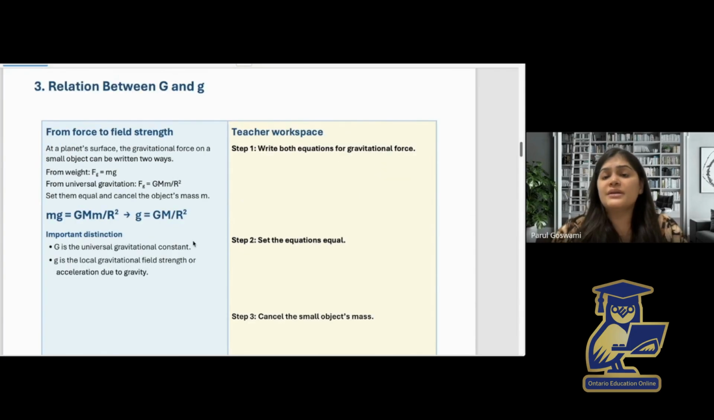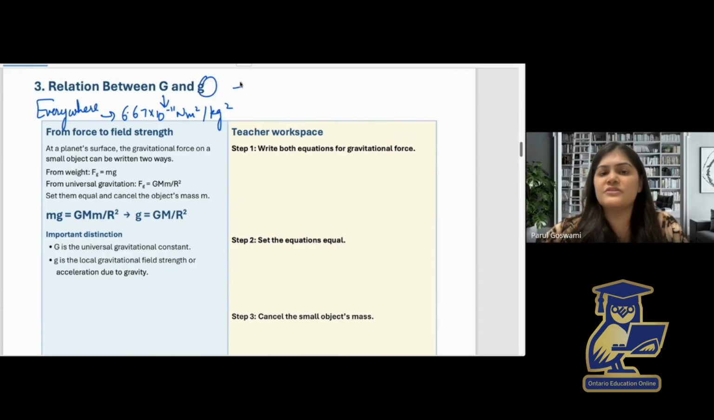Now we are going to connect capital G and lowercase g. This is an important distinction. Capital G is the universal gravitational constant. It has the same value everywhere. That's why it has the name universal gravitational constant. So this G has the value 6.67 times 10 raised to the power negative 11 newton meter square per kg square everywhere. So this value is constant everywhere, right?